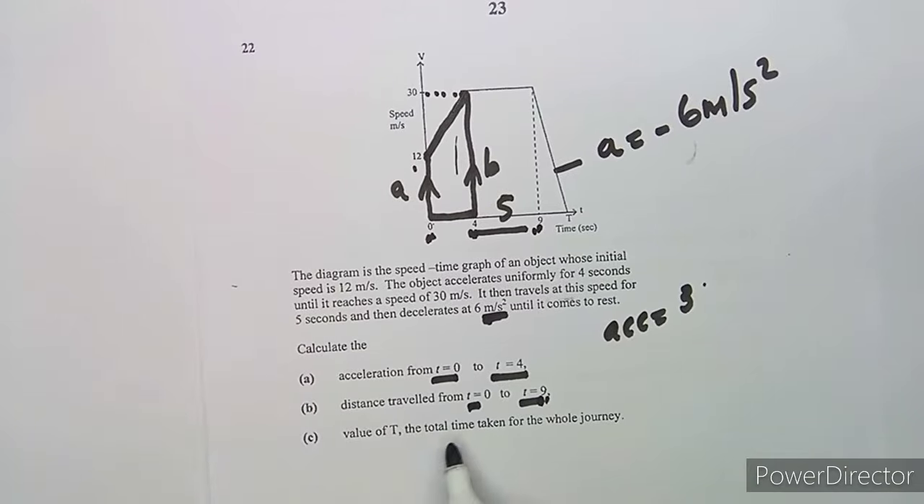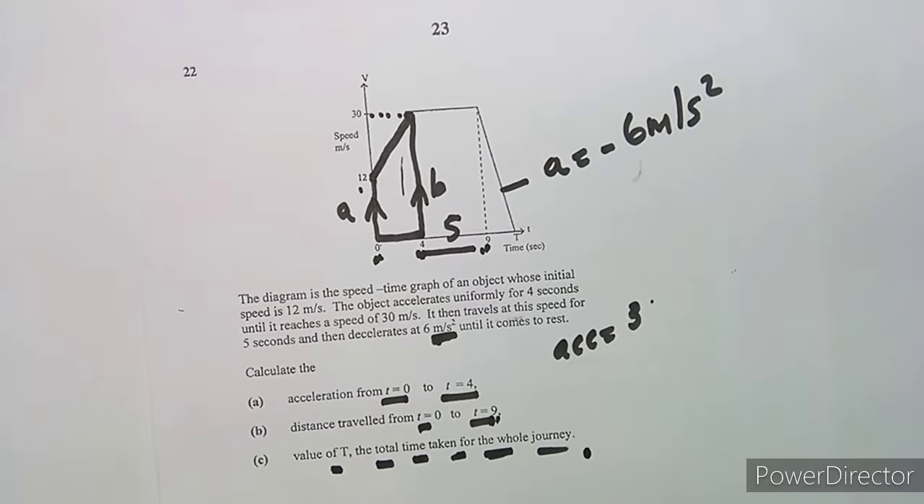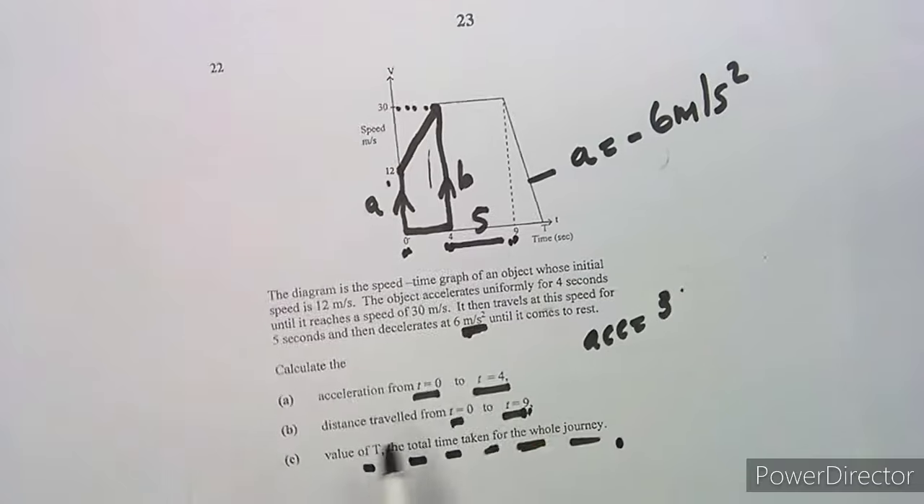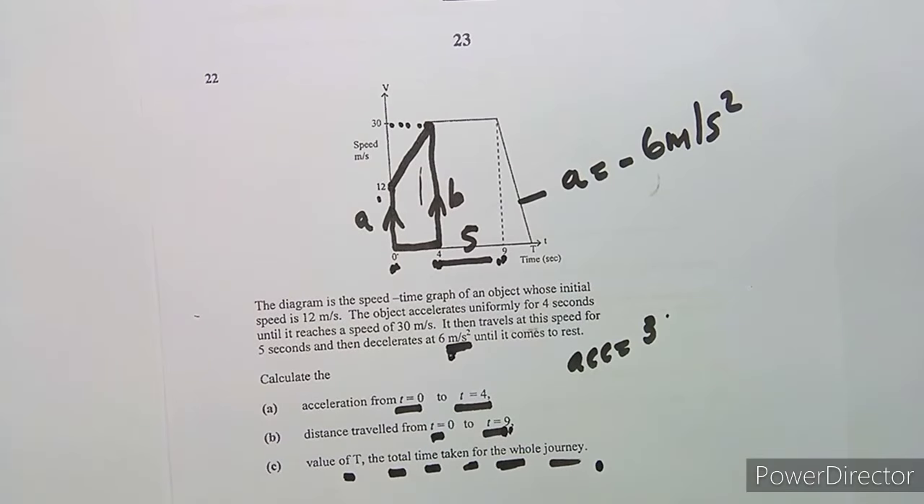Then the other part, which is on C, was to calculate the value of t, which is the total time taken for the whole chain, which is this t here. So this is the concept. Remember, we are given here, it was deceleration, guys, not acceleration. Take note. This was deceleration. But when you are doing calculations, you don't work with the deceleration. You work with the acceleration. That is the one that you work with.